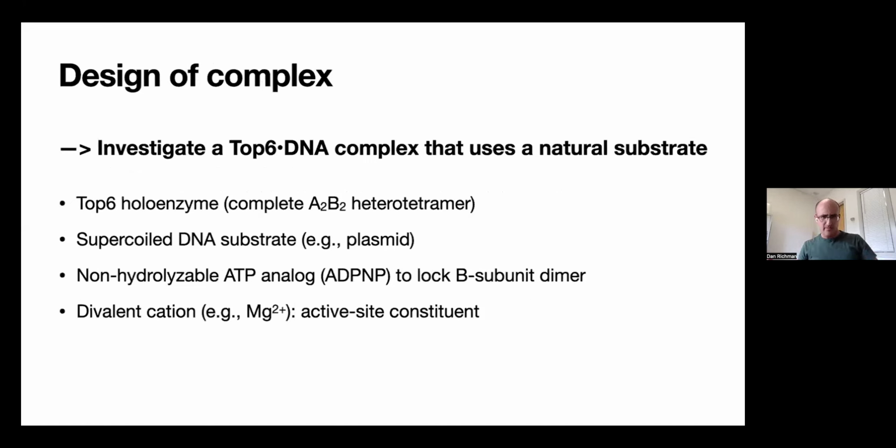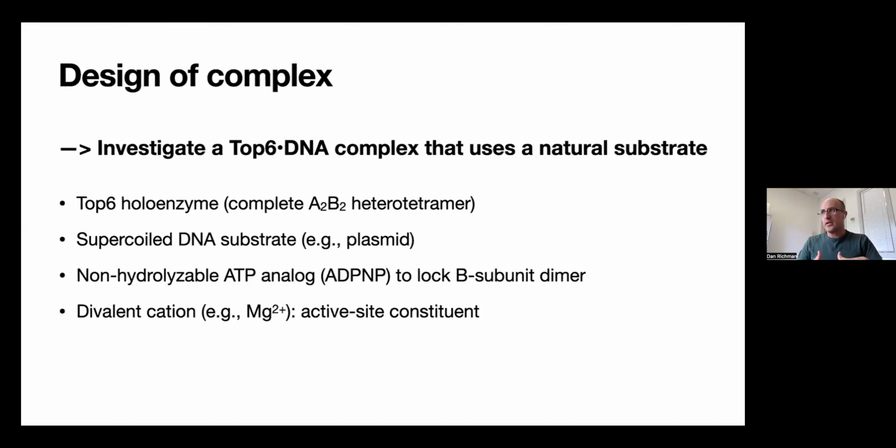So the basic design of a complex here is to include the complete enzyme, a supercoiled DNA substrate like a plasmid, a non-hydrolyzable ATP analog like ADPMP that could lock the B subunit dimer in place, at most letting one strand passage reaction take place, but not letting the enzyme reopen and reset, and the divalent cation that is an important part of the active site.